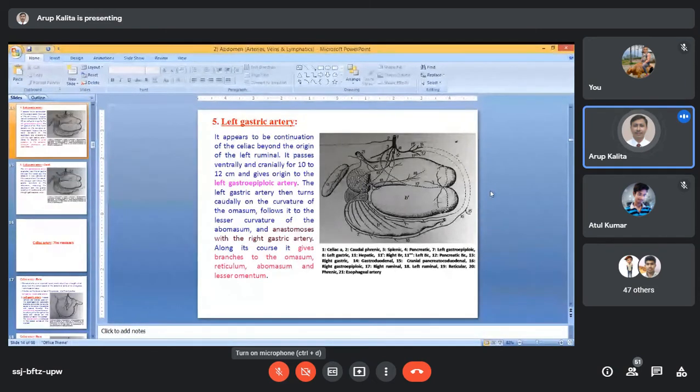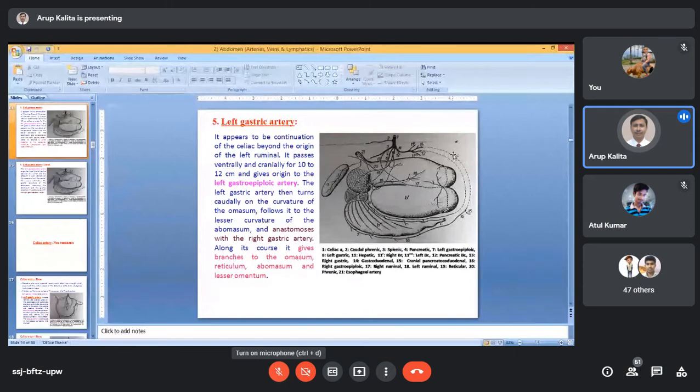There is a continuation. So here you see, number 13 is the right gastric artery. The right gastric artery will join to the left gastric artery. Number 14 is which one? Number 14 is the gastroduodenal artery.